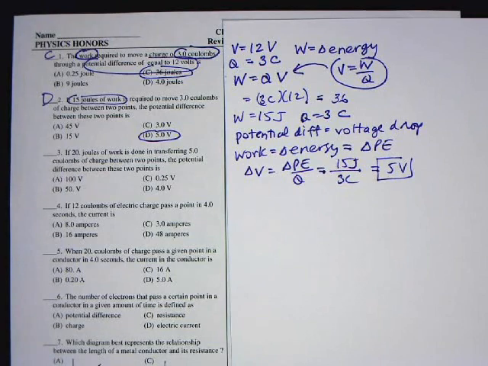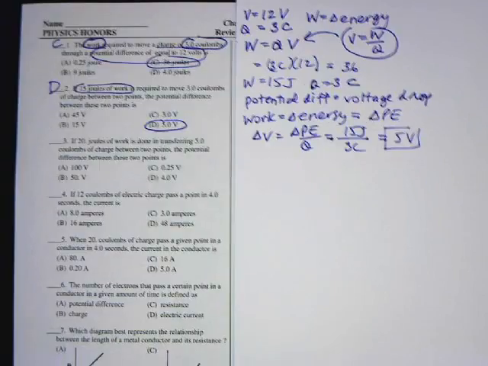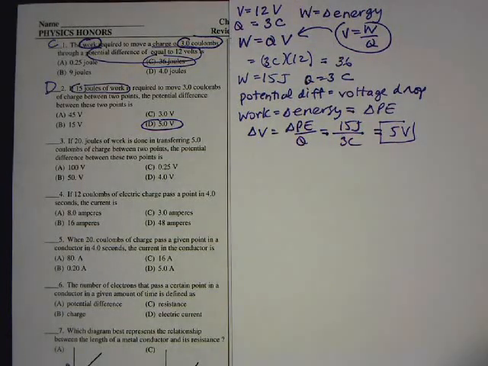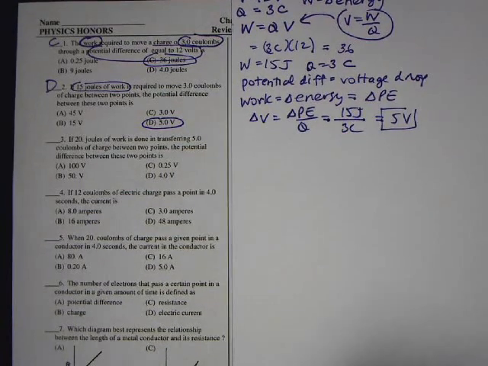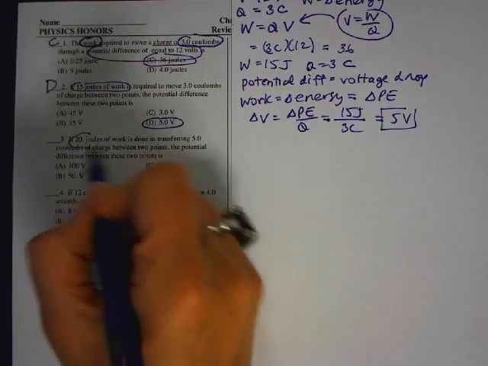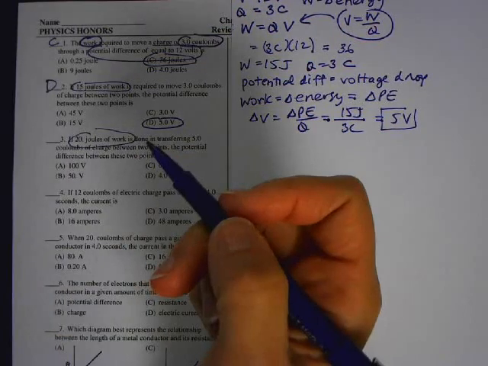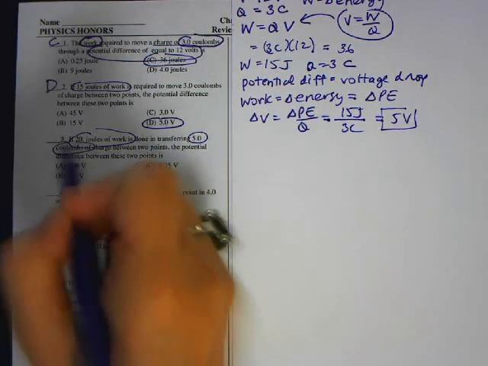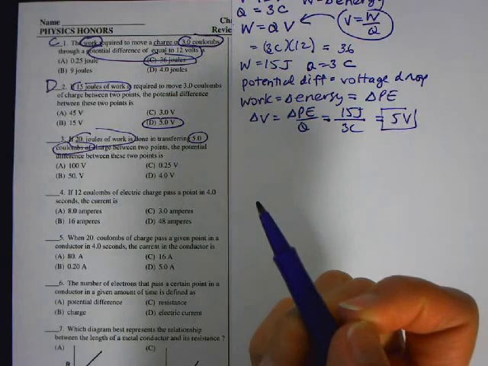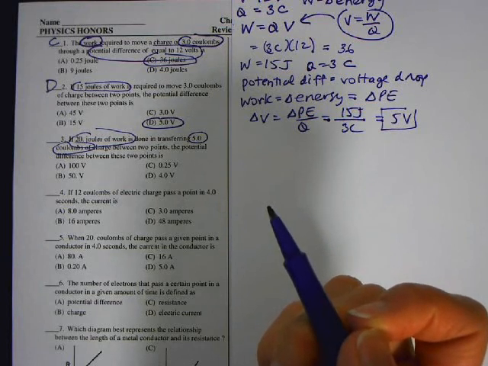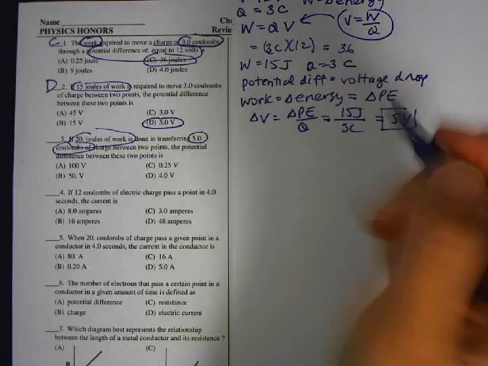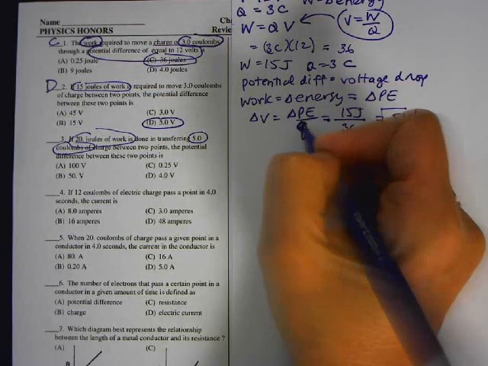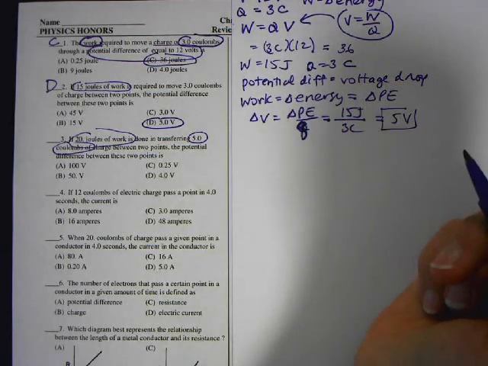Number 3, 20 joules of work is done in transferring 5 coulombs of charge between 2 points. The potential difference is, and this actually is lowercase q. Lowercase q is a point charge, capital Q is an area charge.